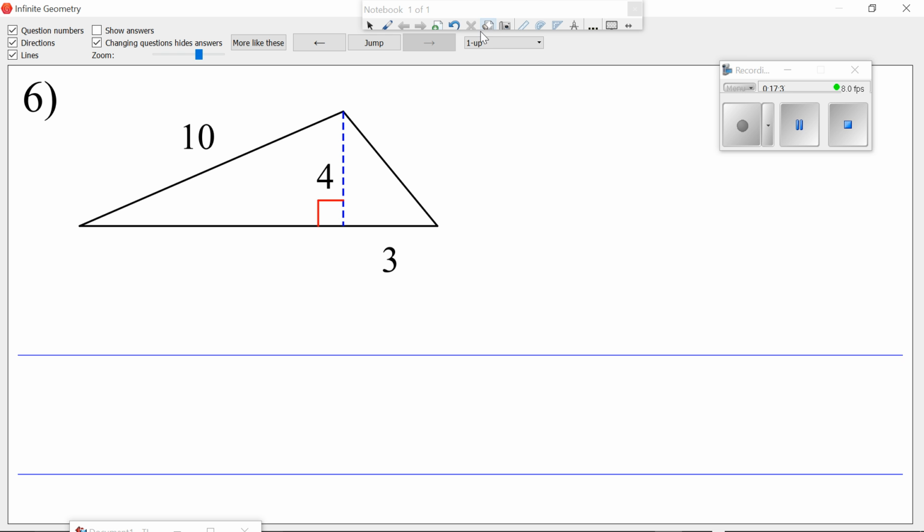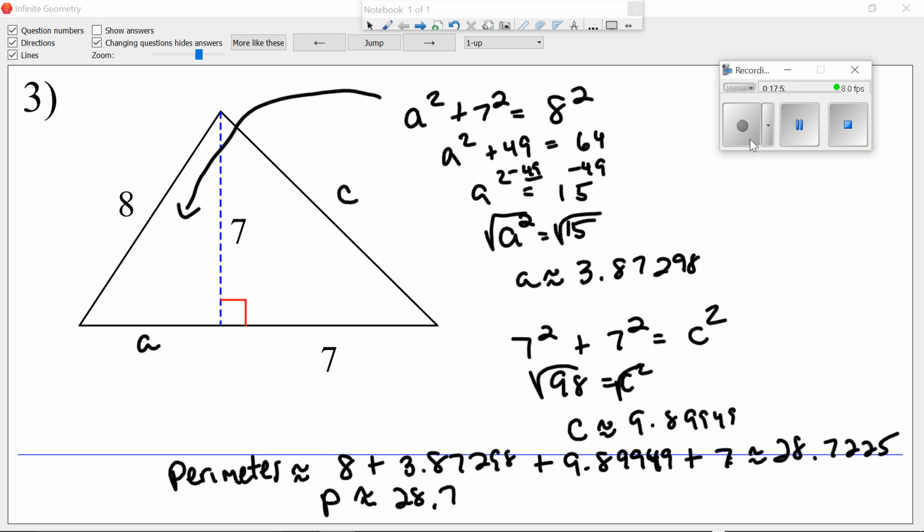Alright, so those are the questions. I'll quickly do them, and I'll have the answers up for you in a minute. Make sure you do these problems first. Okay, there's the answer to number 3. The perimeter is 28.7. So if you have questions on the other ones, come ask me. Make sure you copy them down correctly though, and I'll check over your work.